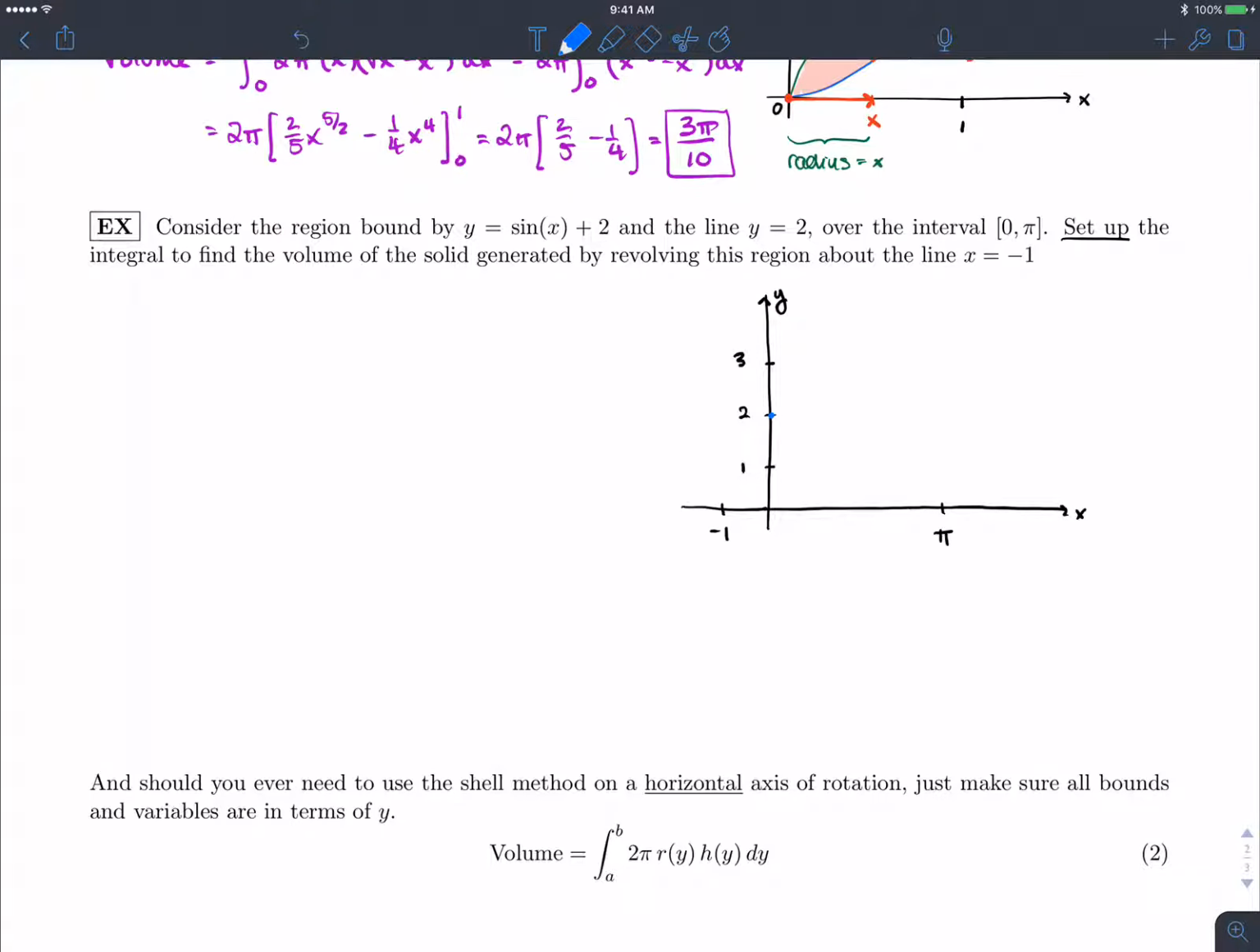So it's going to start here at 2. Halfway through it's going to max out at 3, and then it's going to reach back to its midline 2. So the curve might look something like this. It would then continue on this way or that way on the other side, but we're not interested in that because we're only interested in it bound between the line y equals 2, which we would draw right here, and then this is our curve y equals sine of x plus 2. So here's our region of interest right here.